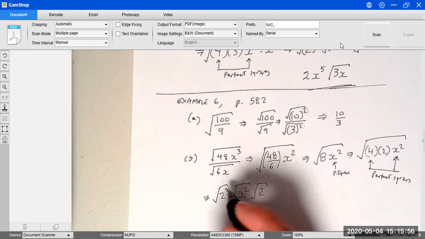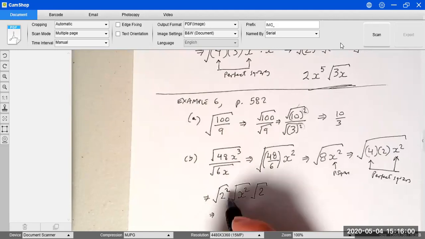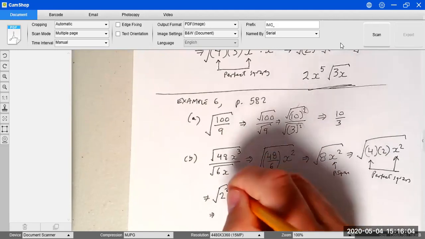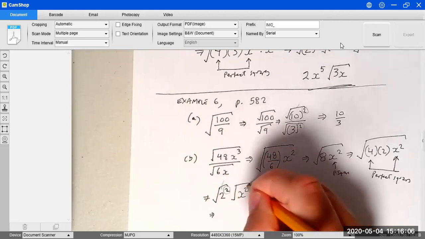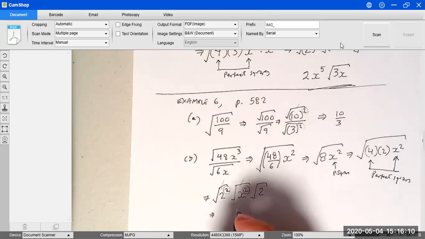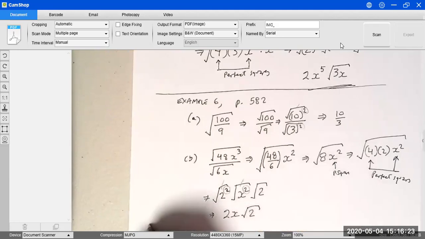So then you can cancel exponents and radicals. So if you do that, you can remove this and this, you can remove this and this. So what remains is 2 from here, x from here, and the square root of 2. So that's the final answer for this problem.